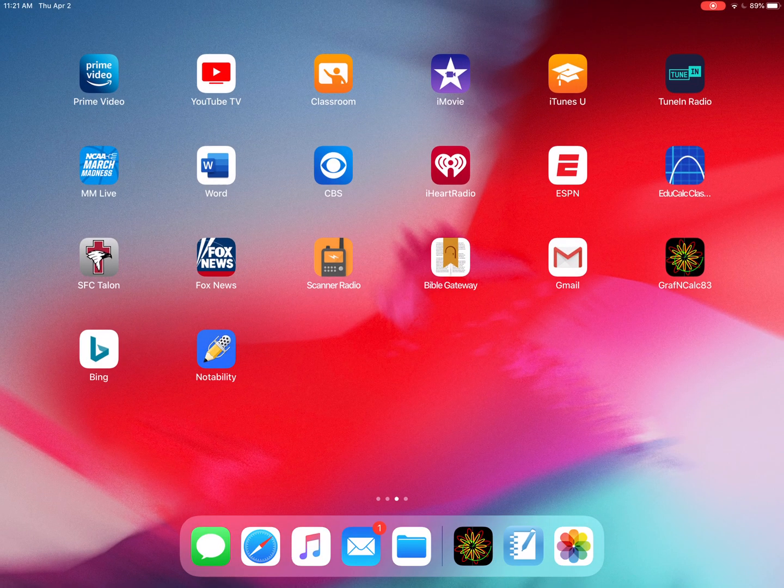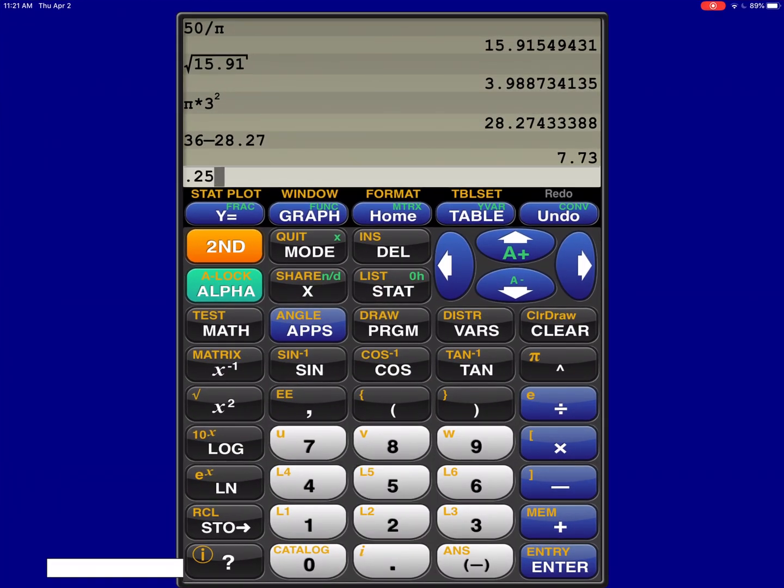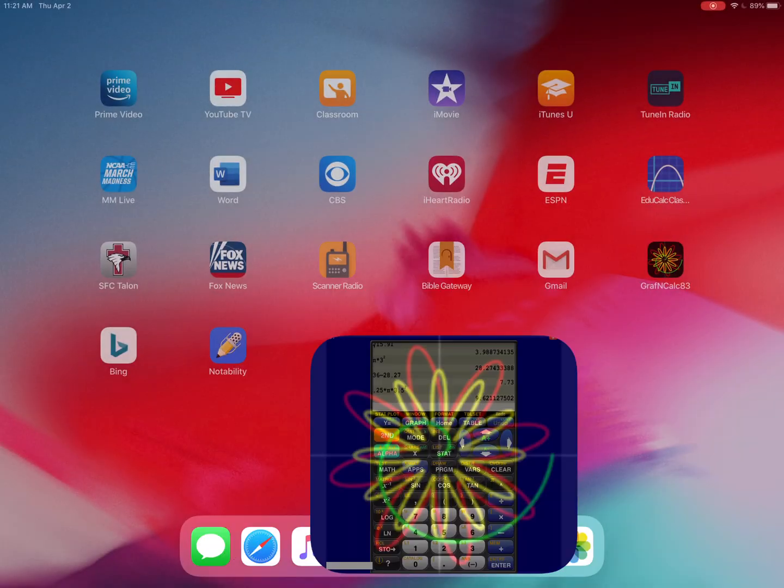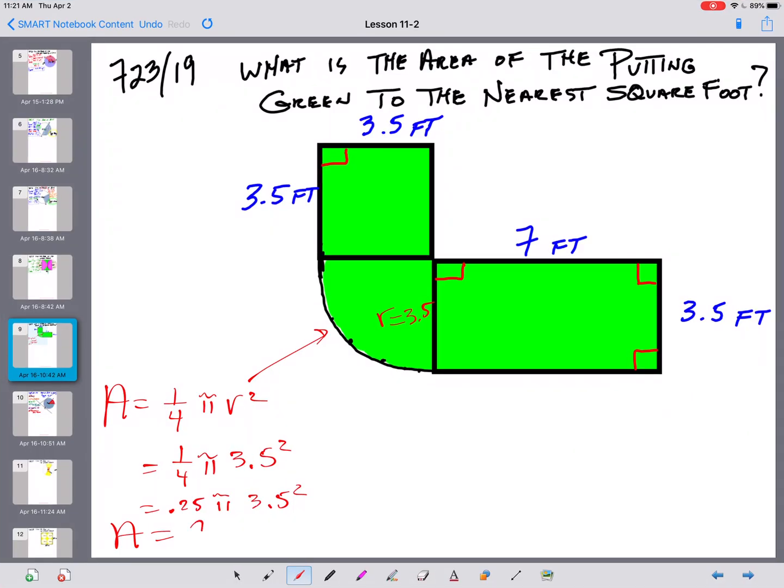Okay, here we go. Let's go do that in the calc. 0.25 times pi times 3.5 squared. There it is, 1/4 times the area of that circle, okay? Because it's only 1/4 of the whole circle. Hey, there it is, 9.62 for that part. Okay, 9.62, that's the one part.